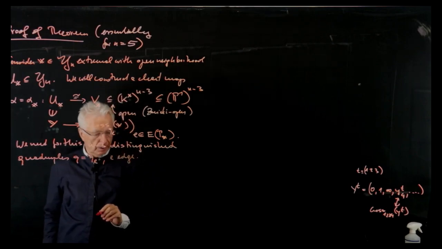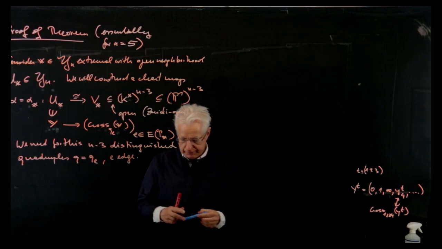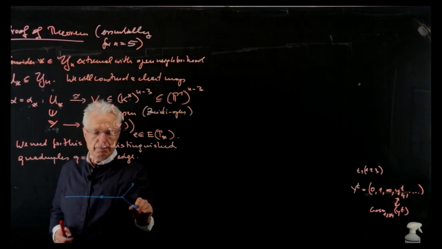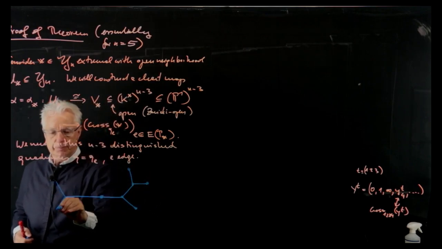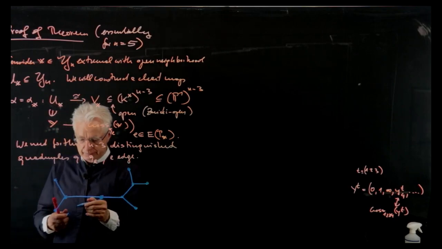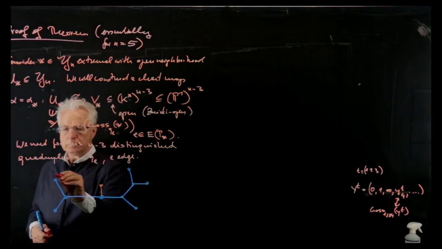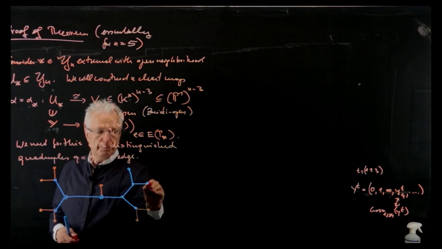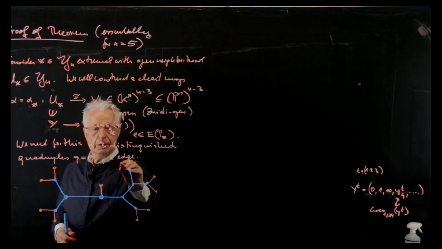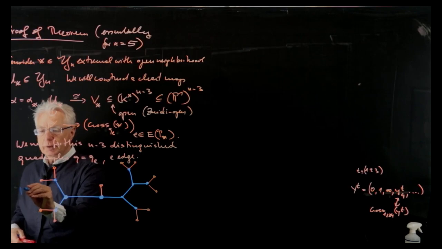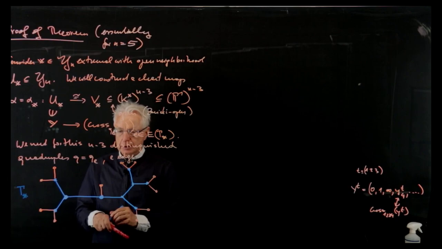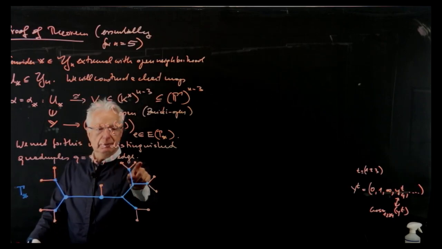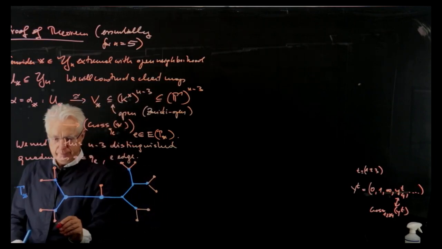And now I draw again our tree. So X is extremal. So this means that the tree is extremal. Always the same picture, but it's easier to stick to the same because otherwise I get confused. Here we have a gamma of x. We use very much that x is extremal, so every inner vertex has degree 3. And now here we have 1, 2, 3, 4, 5, 6, 7, 8, 9, 10, 11 leaves.